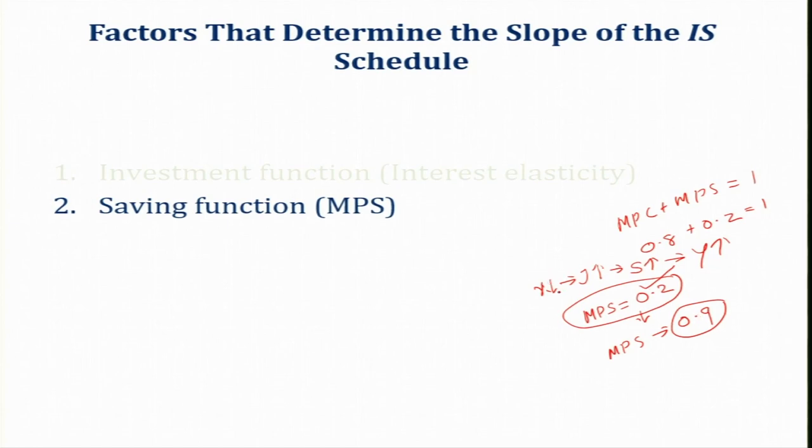In this case, we have the same storyline: the rate of interest decreases, investment increases, saving increases. But since the marginal propensity to save is 0.9, that is 90% of the income will be saved, only a small increase in income is required to generate the necessary level of savings. So when the MPS is very high, only a small increase in income is required so that the product market is in equilibrium, that means I is equal to S, right. In contrast, if the MPS is very small, then for a decrease in the rate of interest, a large increase in income is required so that the necessary amount of saving can be generated.